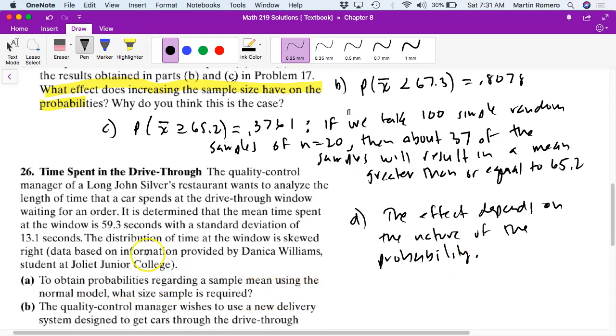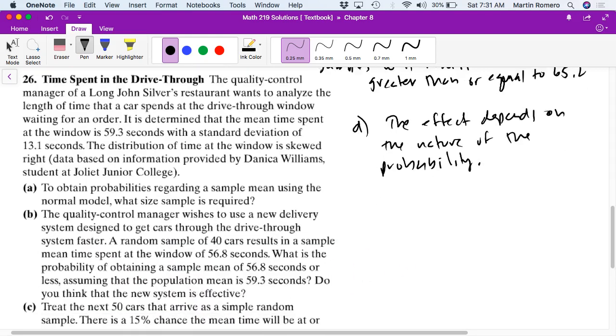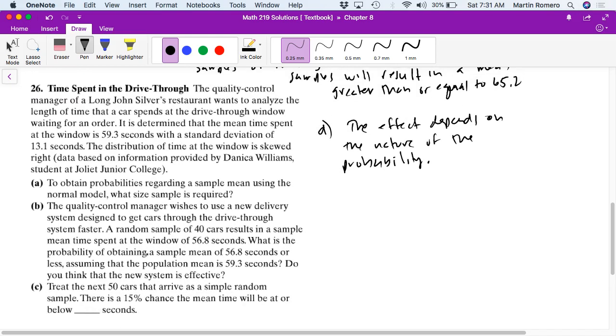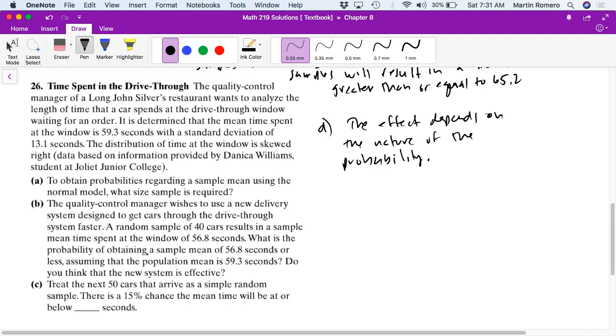That's problem number 18. Problem number 26. Looking at problem number 26 here: time spent in drive-throughs, quality control. Looking at the situation, they determine that the mean time spent at the window was 59.3 seconds, and we also have the standard deviation of 13.3. The distribution of the time at the window is skewed right, and so we don't have a normal situation.